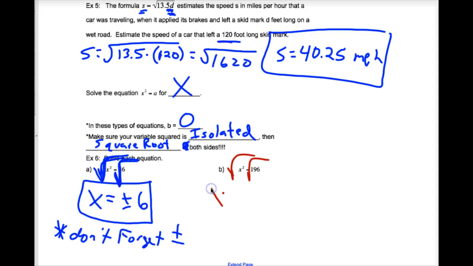Square root both sides, x equals plus or minus. What's the square root of 196? 14. And notice, you can substitute them back in and they both work. Positive 14 squared equals 196. Negative 14 squared, with parentheses around it, makes 196 as well.